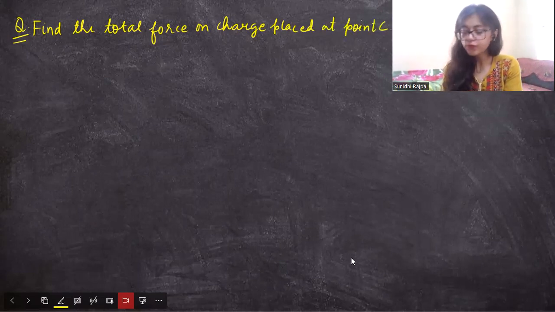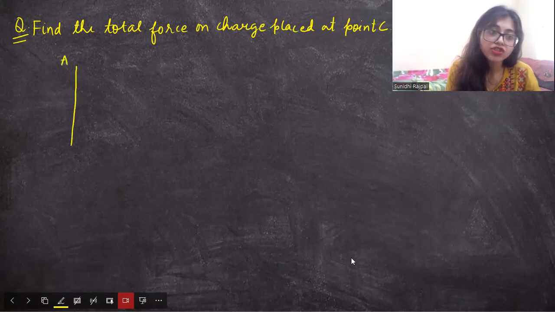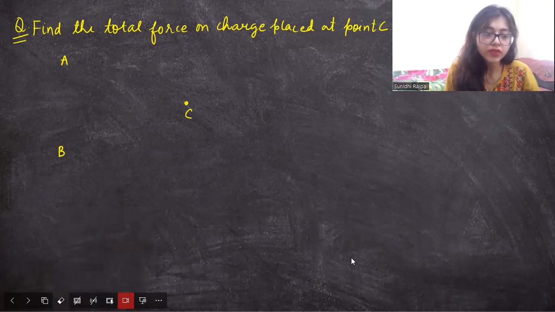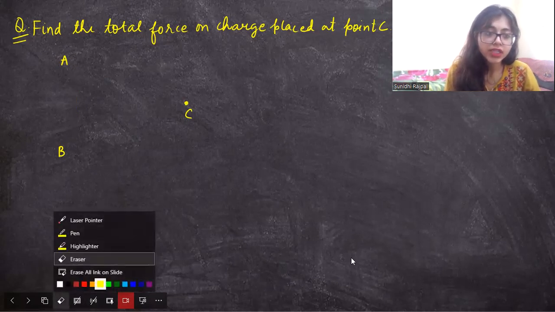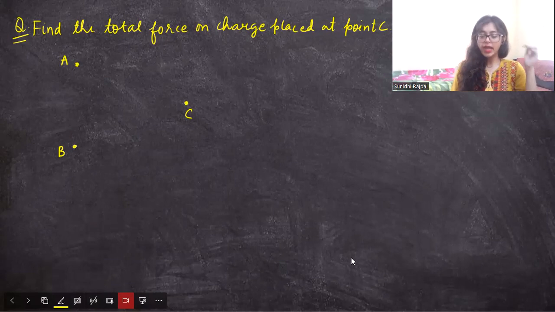Okay, so you have to find the total force on the charge which is placed at point C, and the figure for this question is a triangle A, B, and C, something like this. Give me a second. So I have three charges which are placed at the three corners of the triangle.